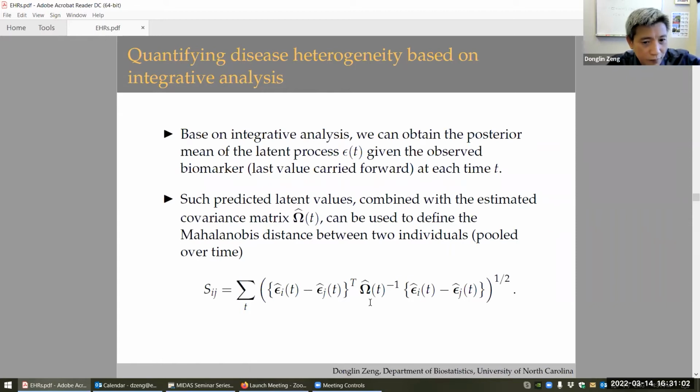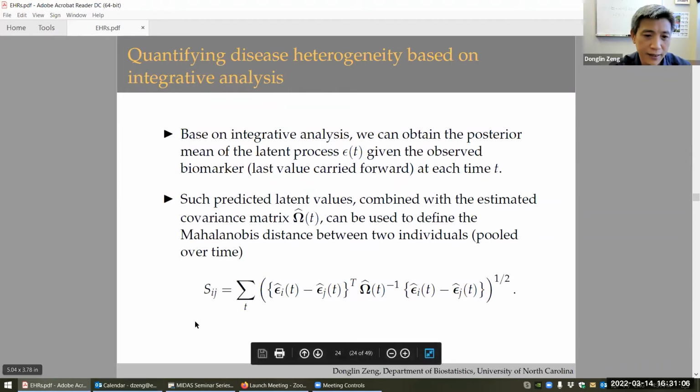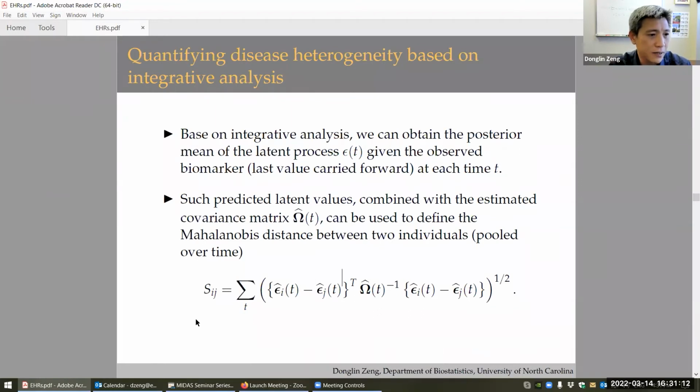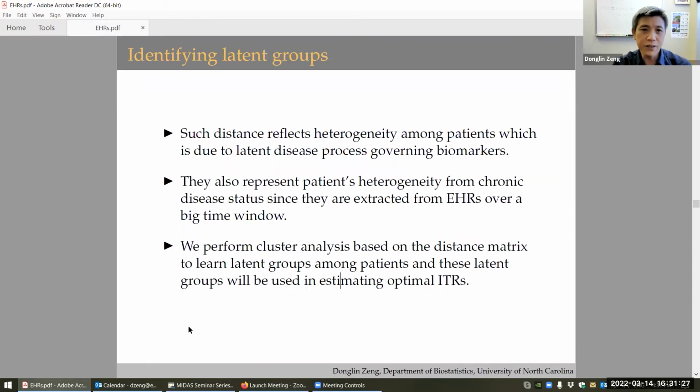And from here, this distance basically captures how similar patient I and patient J are in terms of their longitudinal biomarkers in the history. Make sense? So we use the longitudinal biomarkers, we infer the latent process, and then from this process we use the correlation matrix, and we can capture the similarity among all the patients. Using this similarity matrix, obviously, you can then do cluster analysis, right?